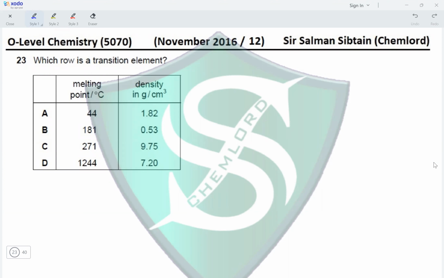So in the melting points, the only correct option is D, because D is the one with the highest melting point. All the rest are very much lower than the temperature in D. And as far as densities are concerned, C and D have high densities, but since the melting point is correct in option D, D is the correct option for this question.